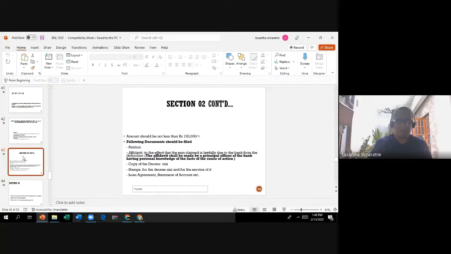Affidavit shall be made by a principal officer of the bank, having personal knowledge of the facts of the cause of action. Copy of the decree nisi, that is the instrument that we file. There's a document called decree nisi. Stamps for the decree nisi and for the service of it. Loan agreement, statement of account. The statement of account has to be correct. Loan agreement and other connected documents have to be filed. So simply you have to file petition, affidavit, copy of the decree nisi, stamped decree nisi, loan agreement, statement of account, and the other documents. All these documents have to be perfect.